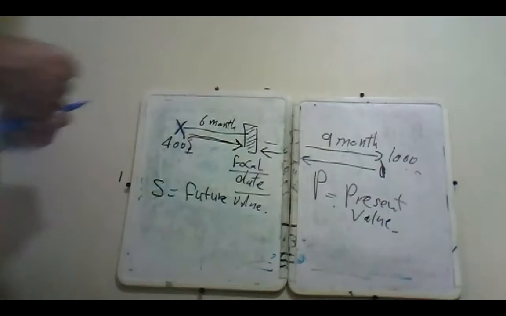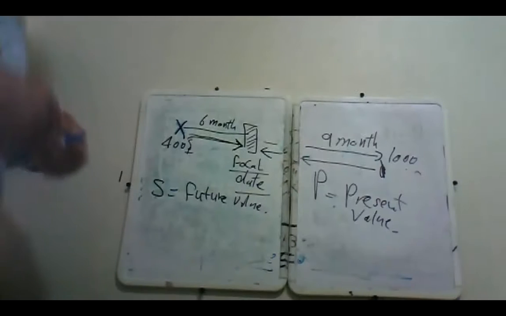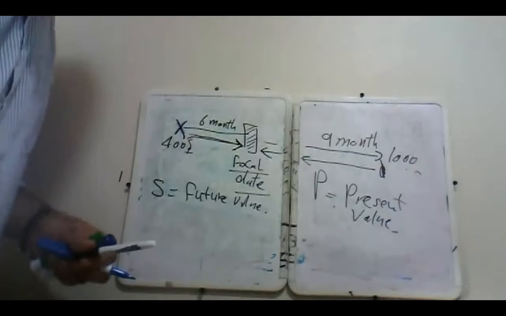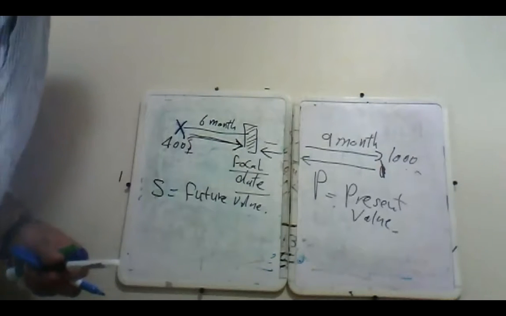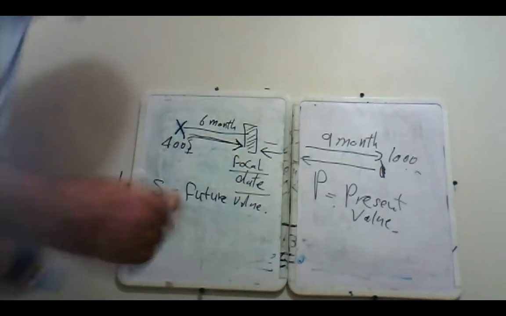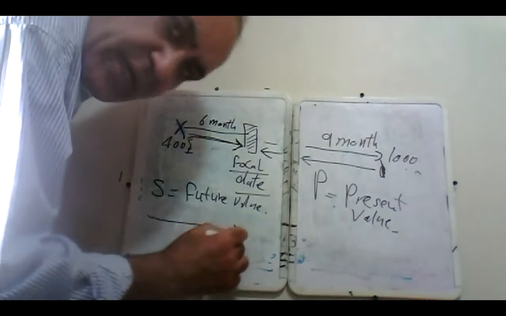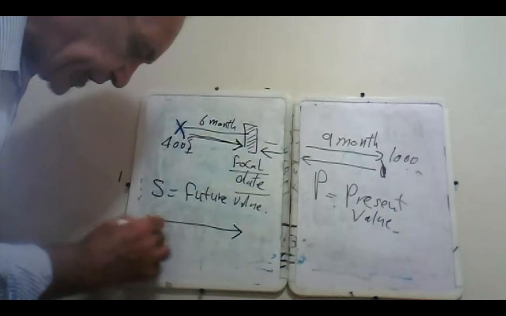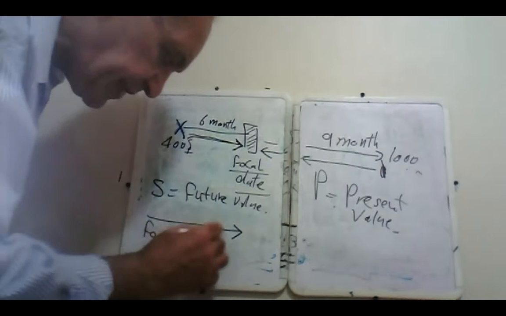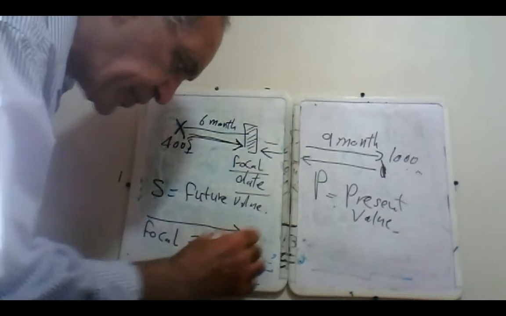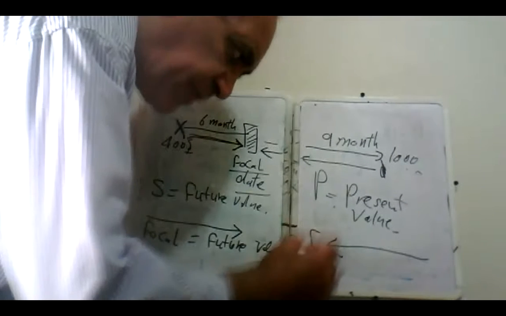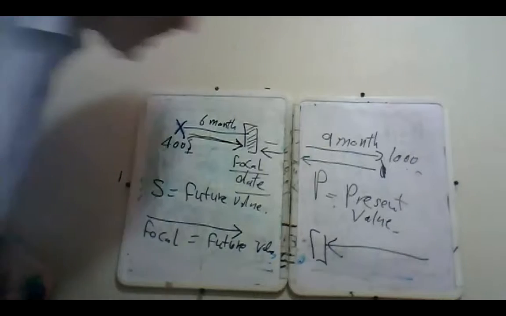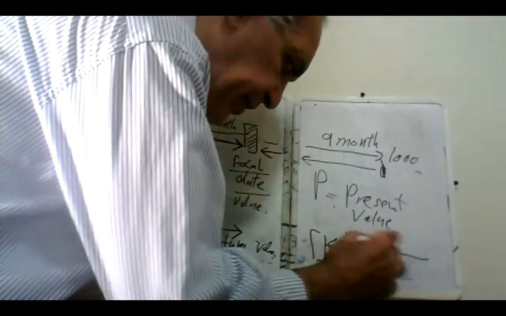So the rule is, like I used to say to my students always, going forward, you will get the future value. Going backwards, you will get the present value. So it is like this. If I go this way, and here is the focal date, then I will get the future value. But if I go like this, and here is the focal date, then I will get the present value.